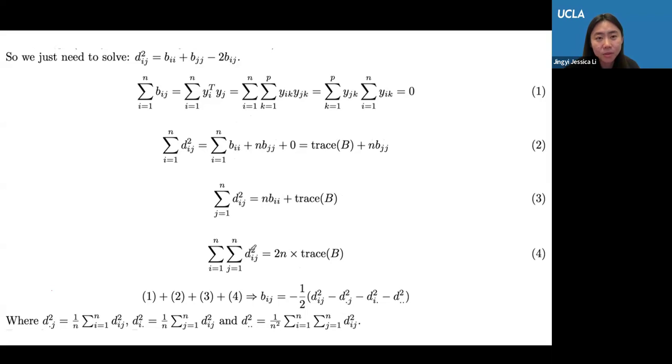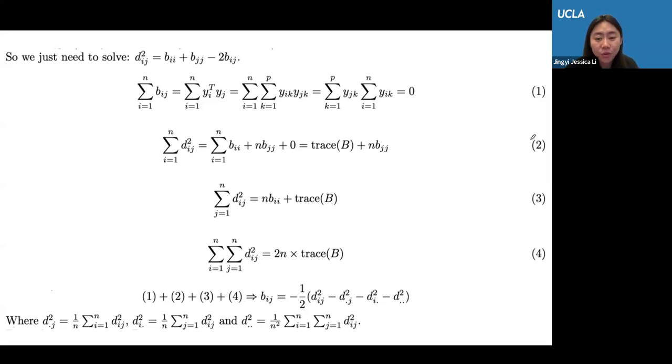Finally, we take the double sum of d_ij squared over both i and j. So you can see that when we take the sum over i, we get another trace. We take the sum over j, another trace. So it's 2 times n times the trace of B. We have this set of 4 equations.